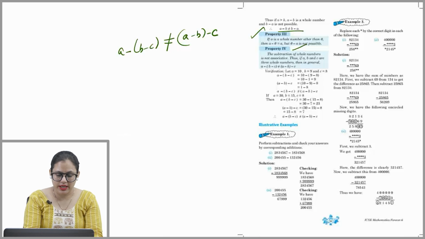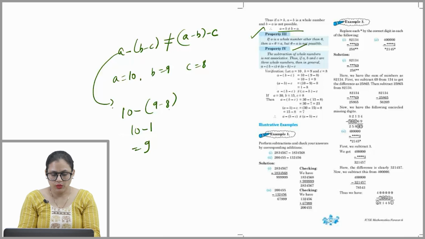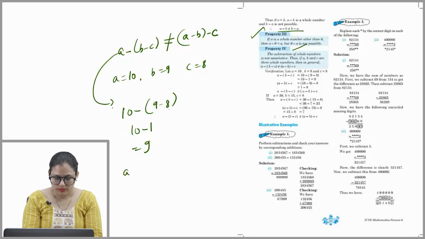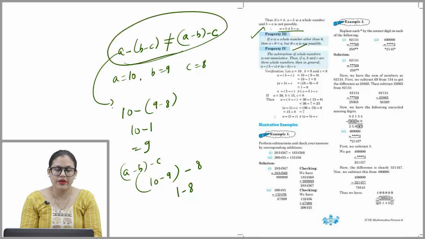Verification, we can verify. A is 10, B is 9 and C is 8. So, A minus B is 10 minus 9, which is 1, then minus 8, so the answer is minus 7. Now, A minus (B minus C). A is 10, minus (9 minus 8). 9 minus 8 is 1, and 10 minus 1 is 9. So, we have verified this.